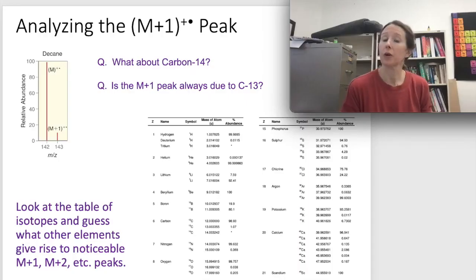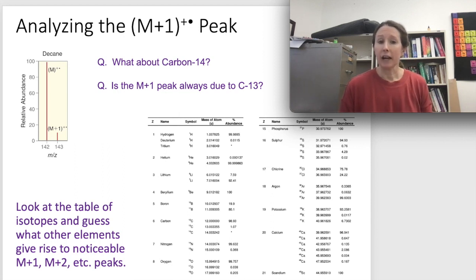Okay, here are a few more discussion questions for you. We talked about the M+1 peak, and that is a result of carbon 13. Do you think that a peak might arise from carbon 14? If so, do we observe it frequently? Now, to answer this, it would be helpful to look at the isotope abundances. Then my second question is, is the M+1 peak always due to carbon 13? Could it be due to something else?